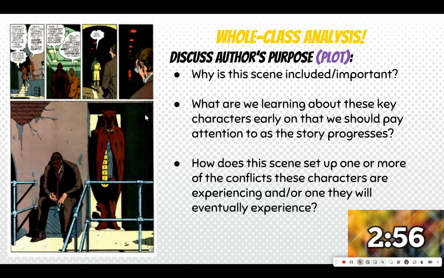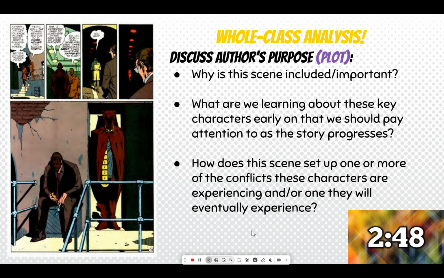What are we learning about these key characters early on that we should probably pay attention to as the story progresses? And then lastly, how does this scene set up one or more of the conflicts that these characters are experiencing and or that they will eventually experience later on down the road? You should be able to answer these three questions given what you've read in chapters 1 through 4. This scene comes from chapter 1.